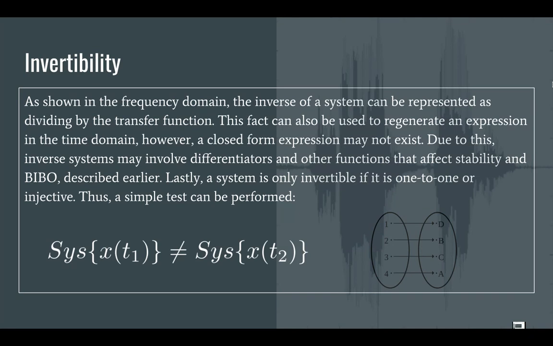This fact can also be used to regenerate an expression in the time domain. However, a closed form expression may not exist. Due to this, inverse systems may involve differentiators and other functions that affect stability and bounded input, bounded output, which was described earlier. Lastly, a system is only invertible if it is one-to-one or injective. Thus, a simple test can be performed, as you can see in the slides.